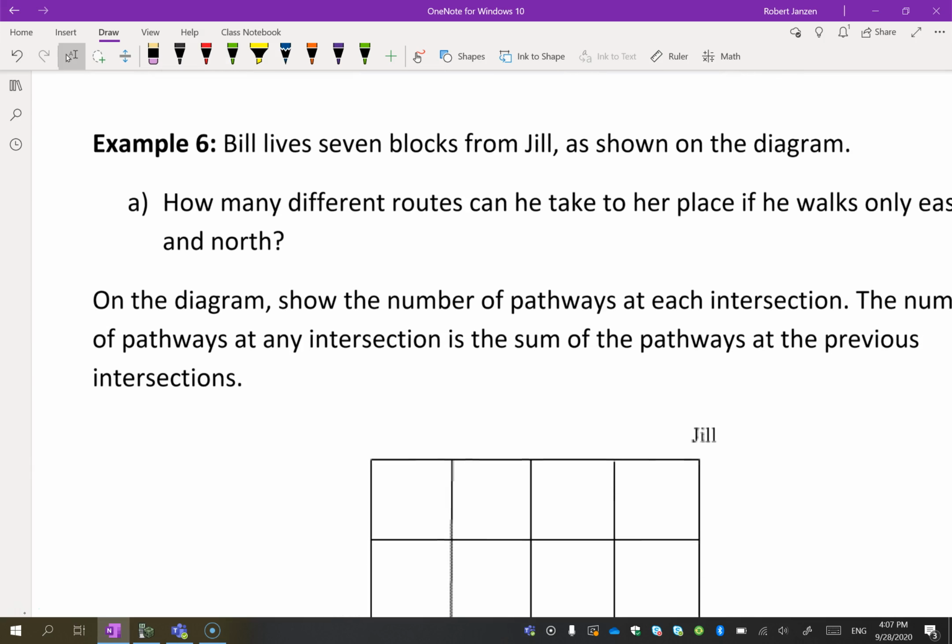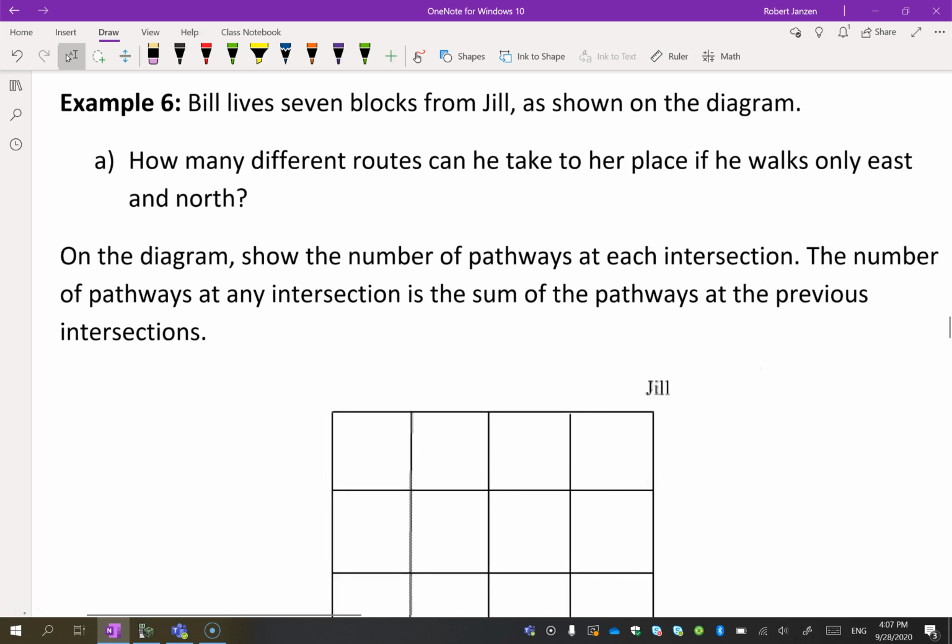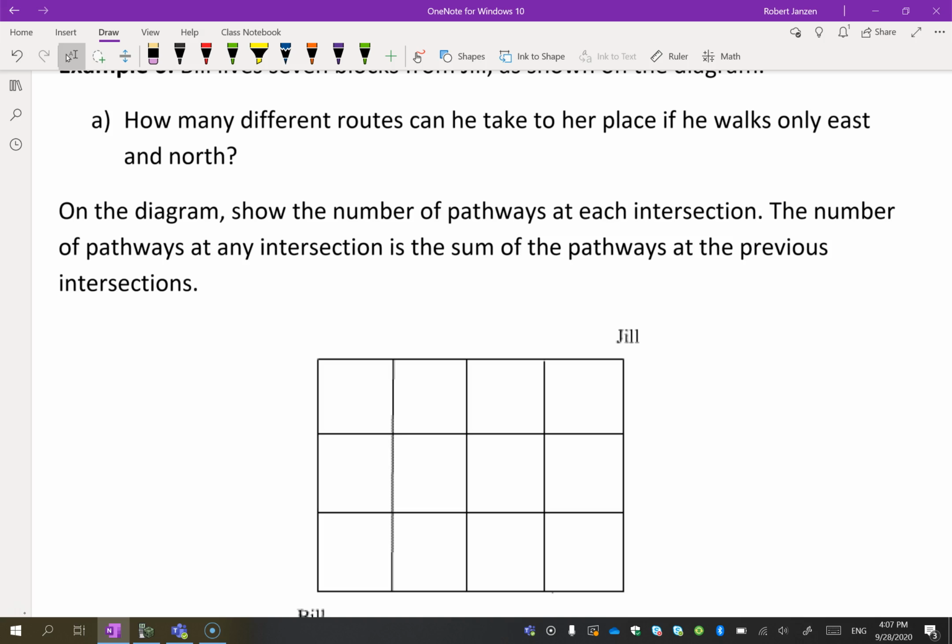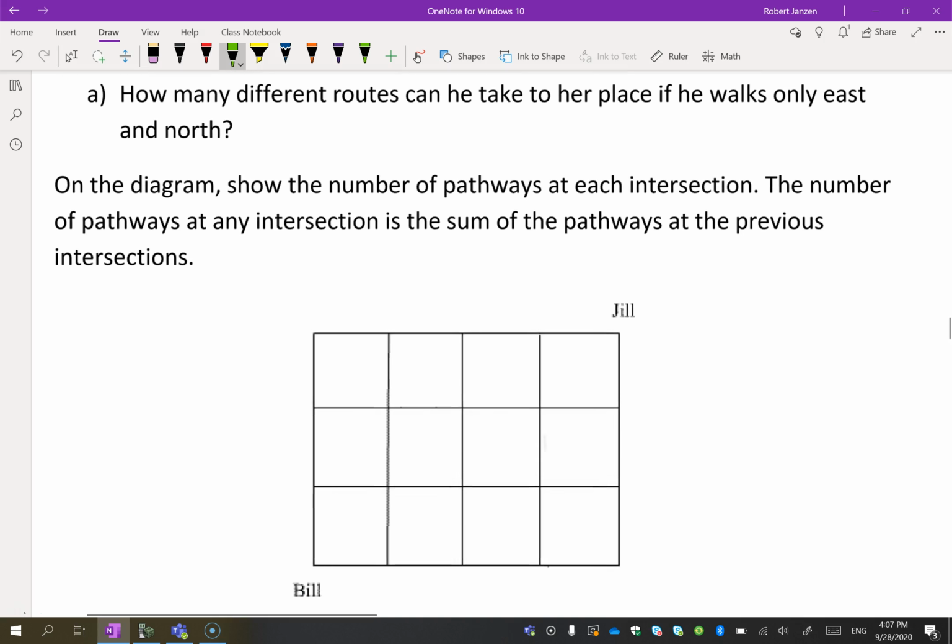All right, and this is a classic permutation question. You know, the first time I saw this question, I thought, well, that's a terrible question. How many different routes can take place? And I thought, well, we have to count them all. Okay, on the diagram, show the number of pathways at each intersection.